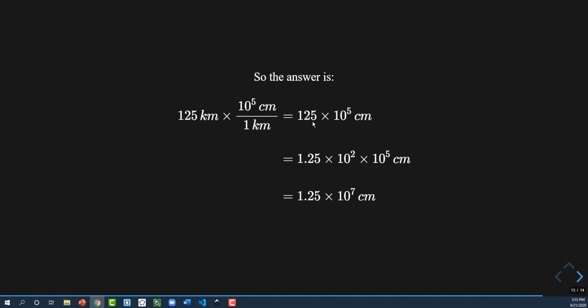Put the 125 in scientific notation, 1.25 times 10 to the second. Add up the powers of 10. The answer is 1.25 times 10 to the seventh centimeters. That's a lot of centimeters.